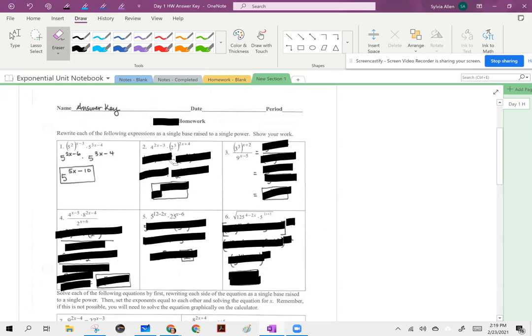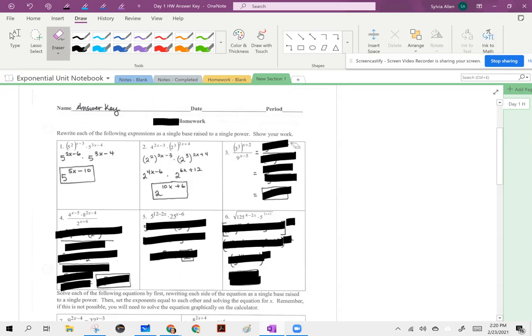Okay, so the first thing we're going to do is rewrite them with the same base. And then over here on the right, we're going to just rewrite that, and then we can do power of a power, which means we're multiplying, and then now we just simply add the exponents. Number 3.